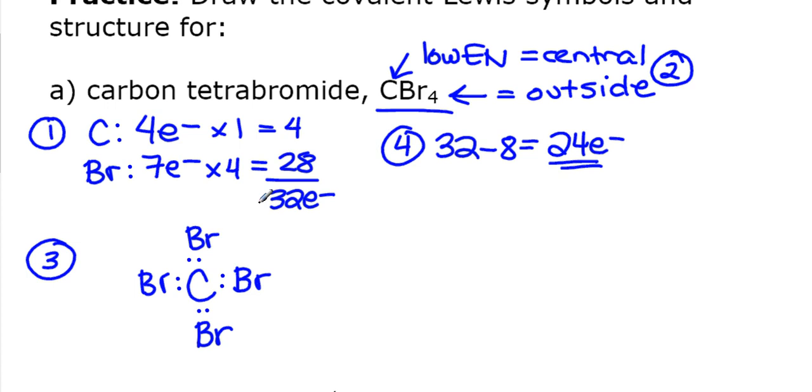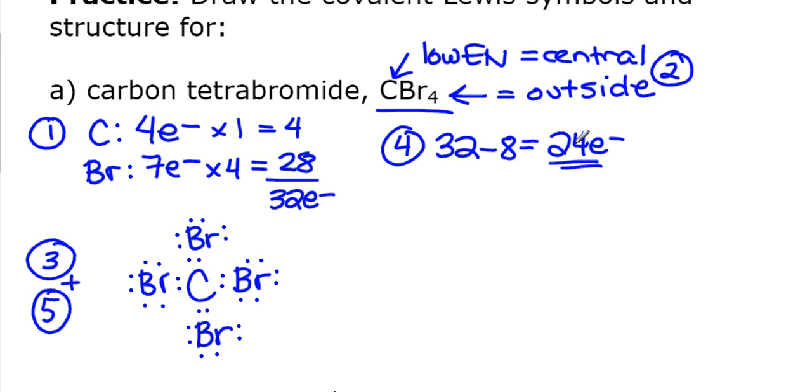So now I'm going on to step 5, and I want to try and fill my outer atoms to make sure they have 8 around them. So you can start at any one. 2, 4, 6, 8, 10, 12, 14, 16, 18, 20, 22, 24. I've used up all 24.